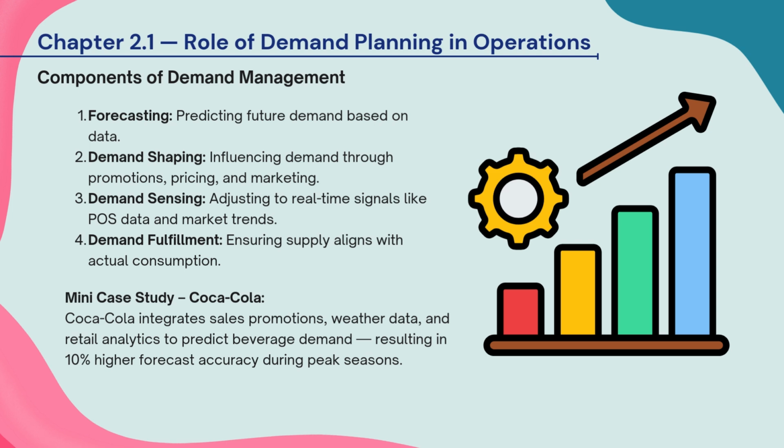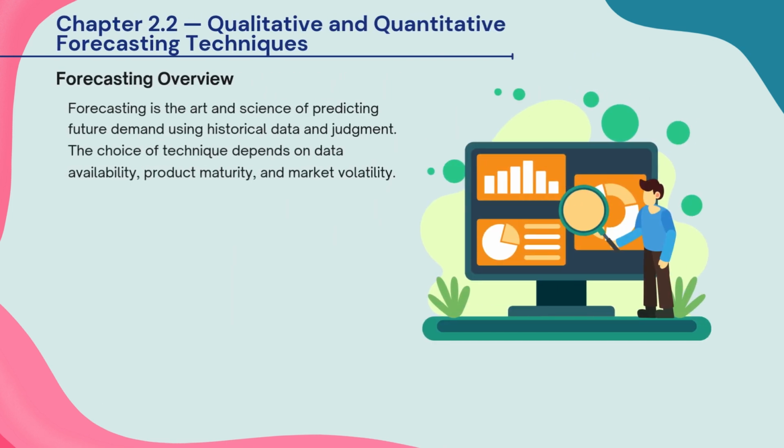Forecasting is the process of predicting future demand by combining historical data with expert judgment. It helps organizations plan production, procurement, and inventory more accurately. The choice of forecasting method depends on data quality, product maturity, and market volatility. Effective forecasting reduces uncertainty and supports smoother operations.